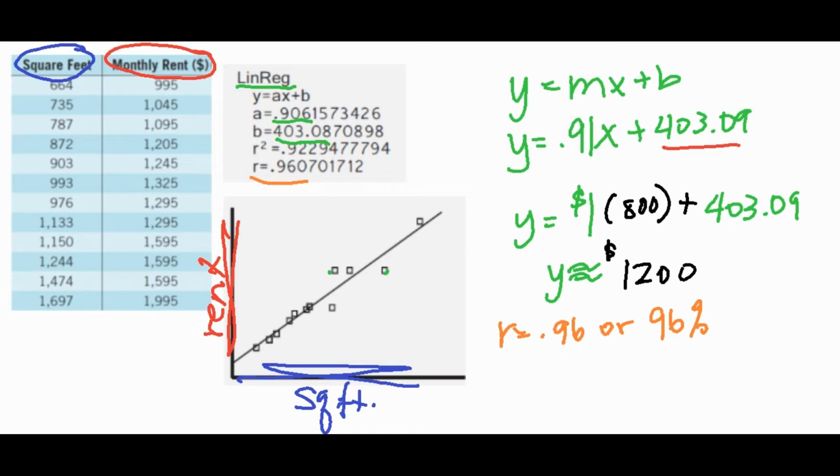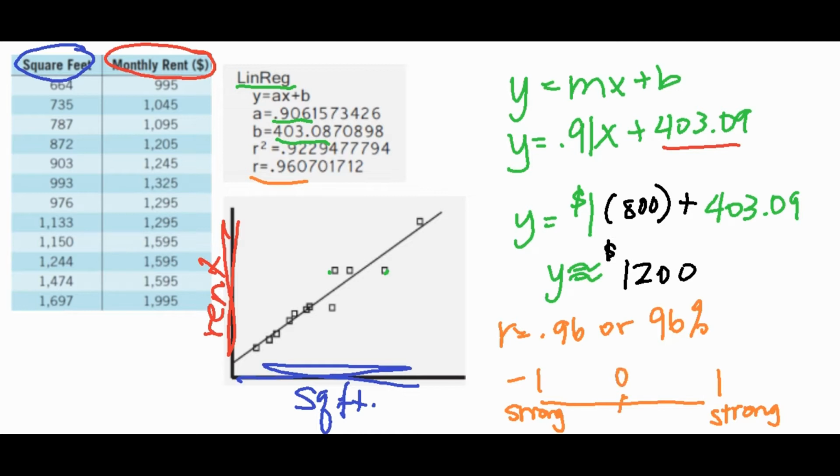It's telling us, if you remember when we talked about correlation coefficient in previous math classes, the correlation coefficient ranges between -1 and +1. The closer that our correlation coefficient is to 1, the stronger the correlation there is between square footage and monthly rent. So in this case, since the correlation coefficient is 0.96, 96%, there is a very strong correlation between the square footage and the monthly rent.